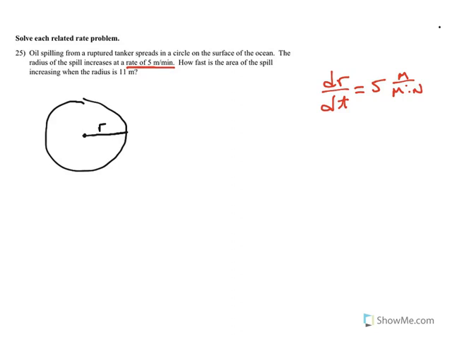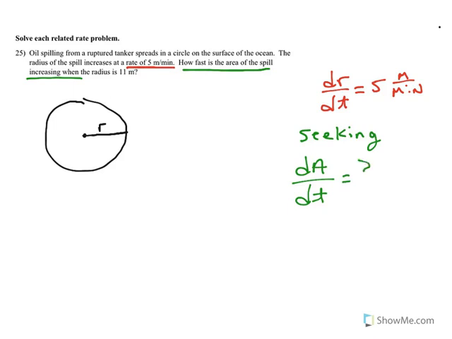And what they're looking for: they want to know how fast the area of the spill is increasing. So they want to know the change in area, so they're seeking the change in area with respect to time, dA/dt. And they want to know how fast the area is changing at the instant in time when the radius is 11, so when r has grown to be a length of 11.